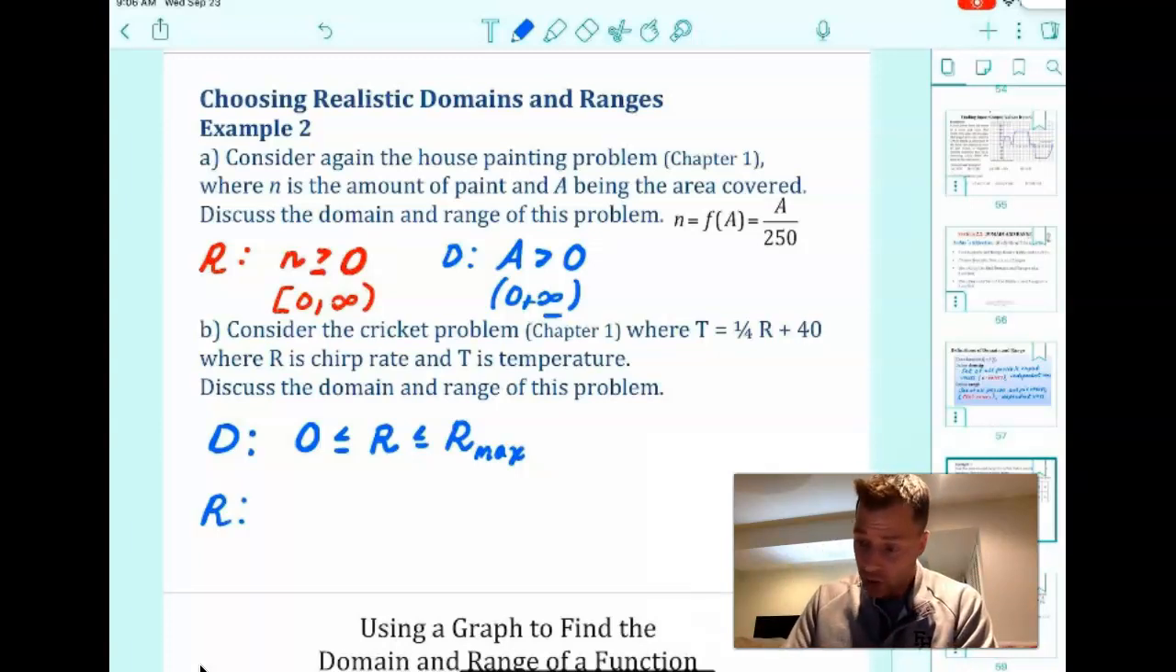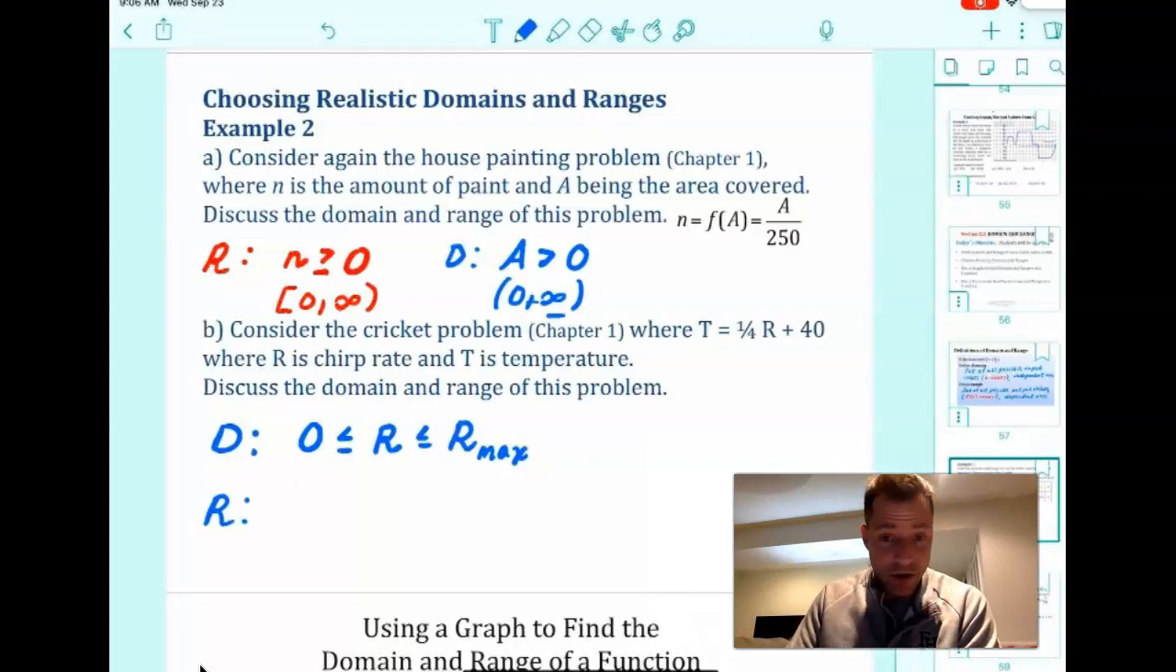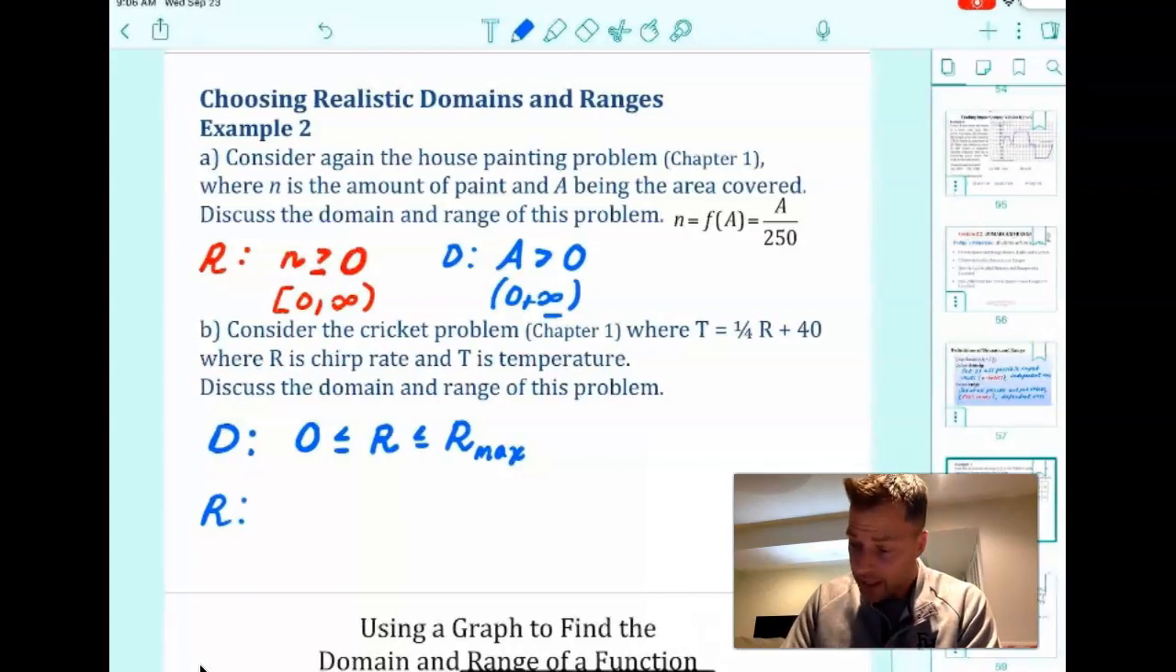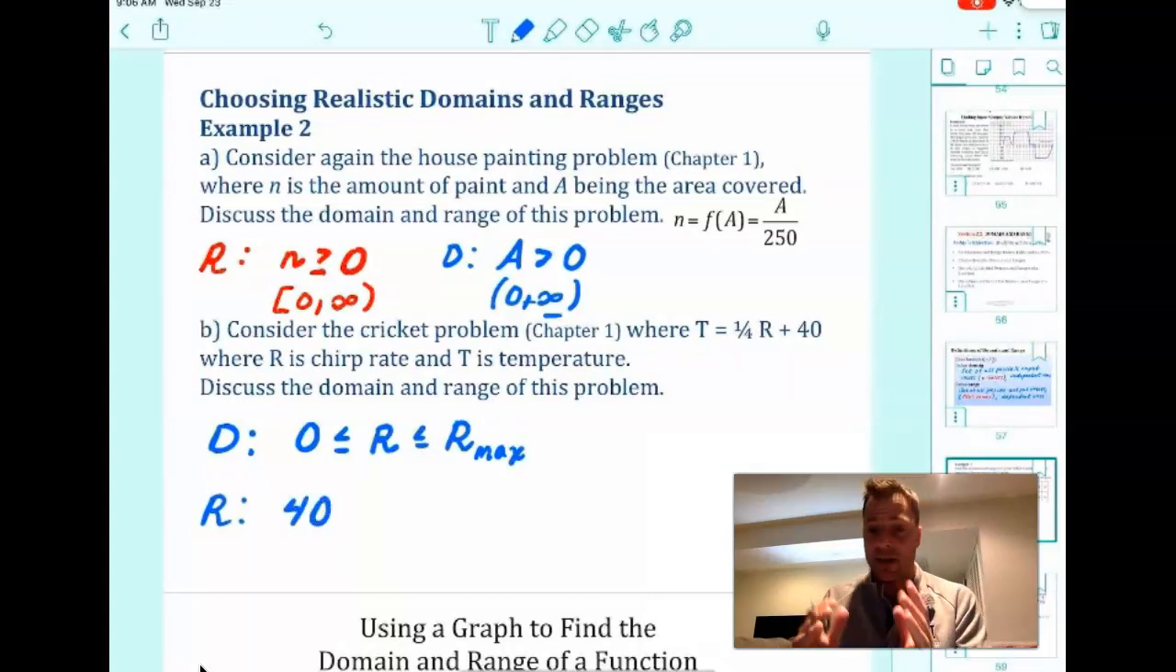Our lowest temperature is 40, right? If there's no chirp rate, if we plug in 0 for R, the minimum is 40, not 0 degrees. Look at the equation. If there are no chirps, 40 is our low temperature. So that's our minimum. Our temperature minimum, I think it was in Fahrenheit.